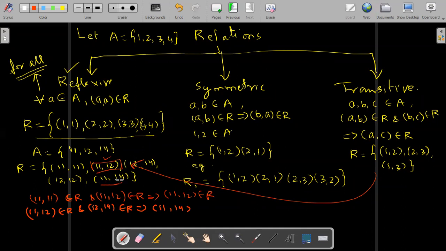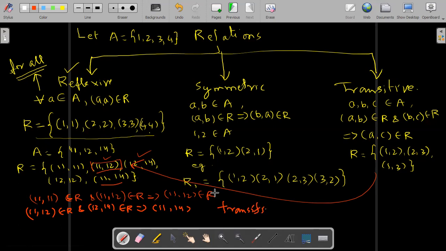12 14 is there, but nothing starting with 14 is there, so we will not check this one. But 12 12 is there, so it is always itself. 11 14 is there, and then nothing starting with 14 is there, so we will not check this one. So we have seen that these all belong to R. Therefore it is a transitive relation.